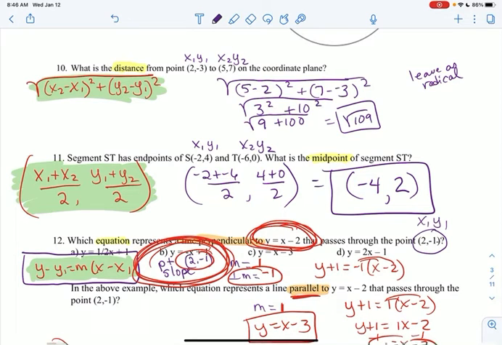11 wants me to find the midpoint. So the midpoint is the point in the middle. I add the x's and I divide by 2, and I add the y's and I divide by 2. So my midpoint is -4, 2.